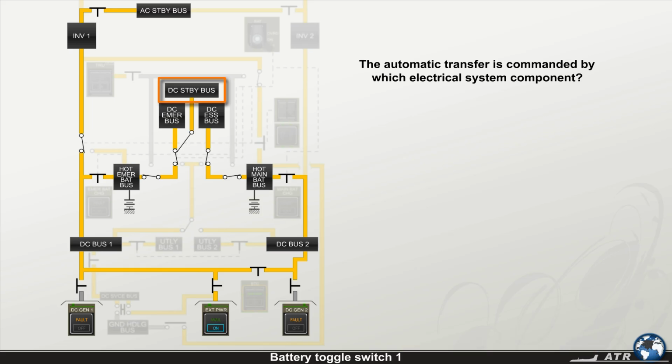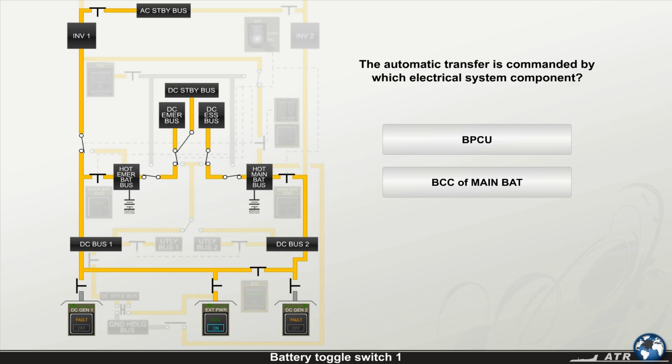The automatic transfer is commanded by which electrical system component? The bus power control unit, the battery charge contactor of the main battery, or the generator control unit of the operating DC generator.